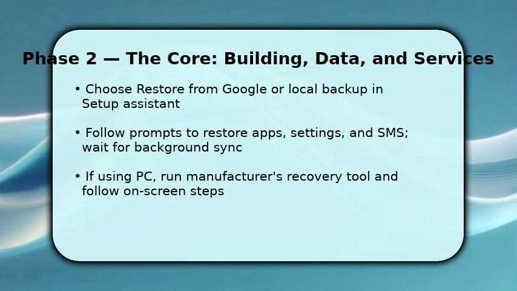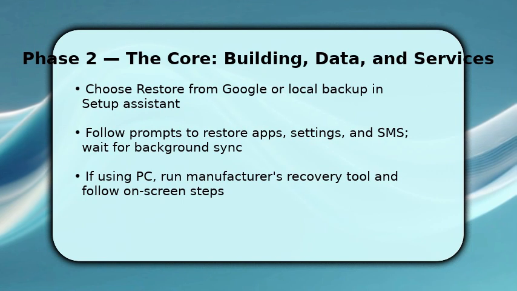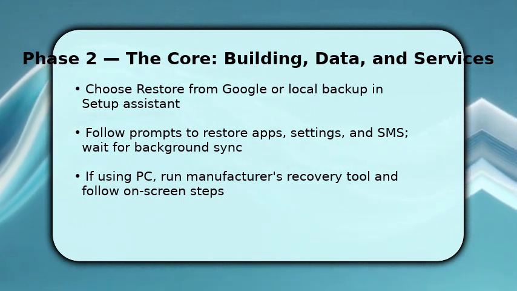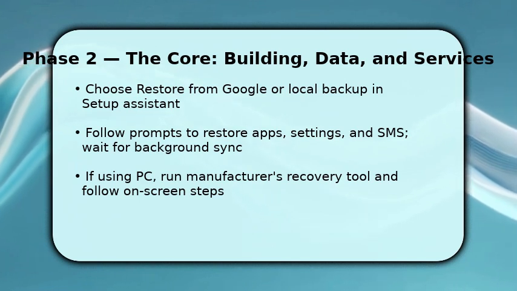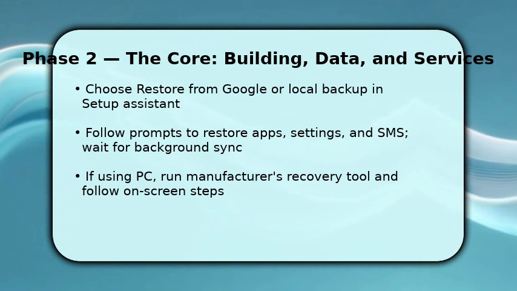You'll now perform the actual restore by selecting Restore from Google Backup or your local backup when the Setup Assistant prompts. Follow the on-screen prompts to restore apps, settings, home layout, and SMS. Keep the phone connected to Wi-Fi and be patient while background sync completes.